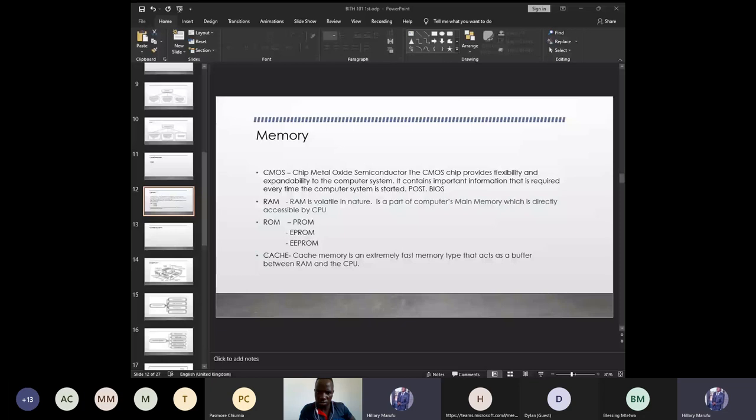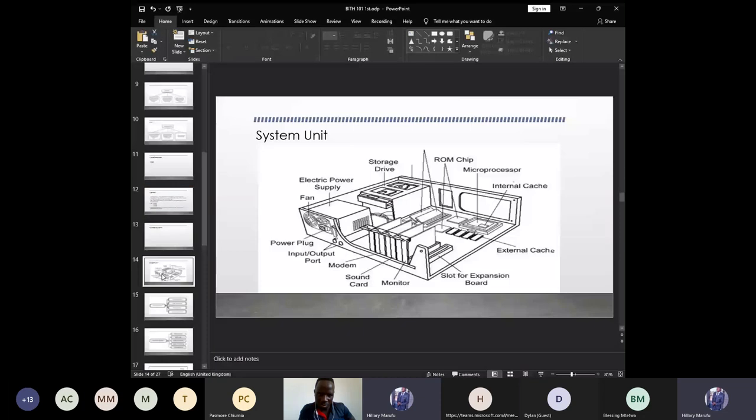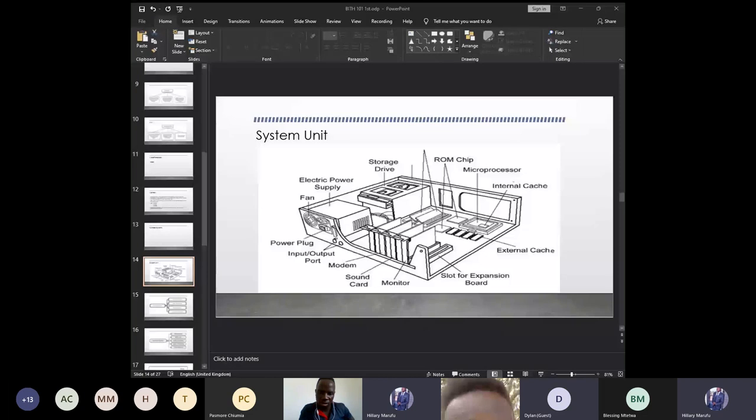So any questions so far on the system unit? If there's anything that we left out or anything that we need to add, we're not going to remove anything. We're just going to add a few things that we probably might have. Questions? If you don't have questions, I've got several questions of my own.